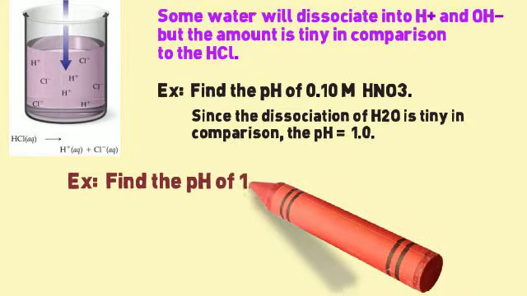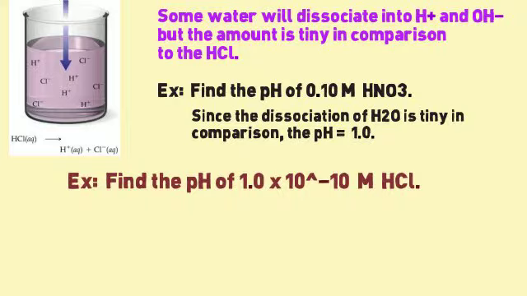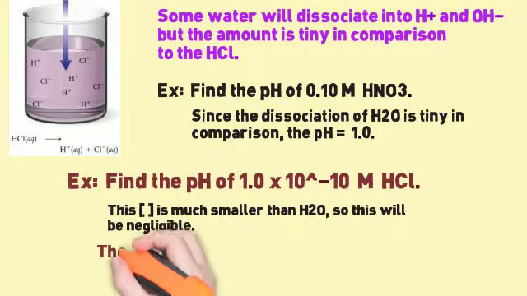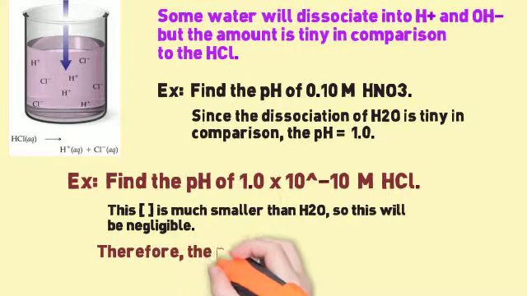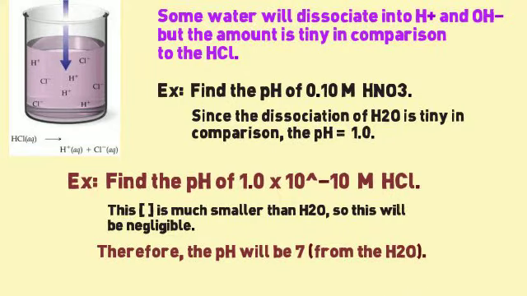However, if I asked you to find the pH of 1 times 10 to the negative 10th molarity HCl, this is different. Look at how tiny an amount that is. What is water's pH? It's in water. Do you remember? 1 times 10 to the negative 7th molarity. This concentration is much smaller than water. So this will be considered negligible. It will not count because it's way smaller than the water even. Therefore, what will the pH be? So the pH will be 7 from the water itself.